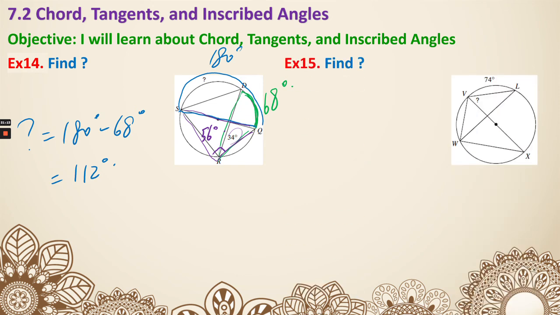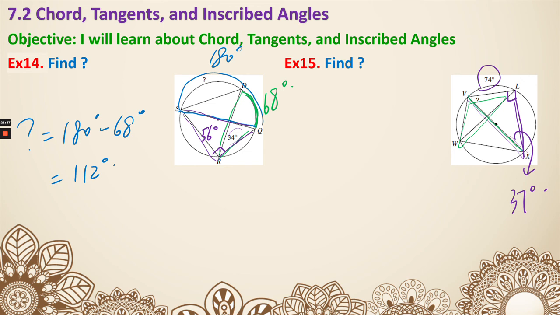Last one, example 15. The question mark is right here, and you can see again, it's including a diameter, which means if we connect them, this would have to be 90 degrees. And if that is 74, the inscribed angle right here would have to be 37 degrees. If you didn't notice, that 74 degree arc is actually facing this angle as well, which you can also use in another method.